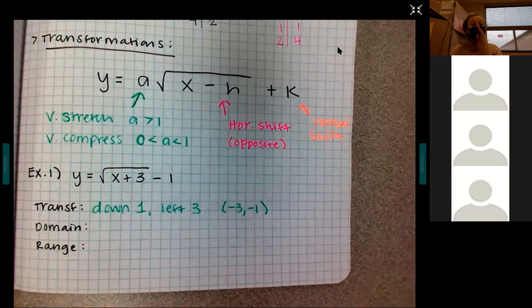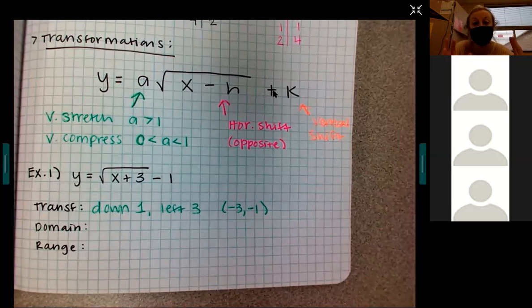If you move it left 3, down 1, instead of starting at 0, 0, it's going to go to -3, -1. So that's where our vertex point is going to be. Does that make sense? We should remember that from quadratics. So now to find the domain and range, we're going to graph it in Desmos. So I'm going to pause and I'm going to go to Desmos.